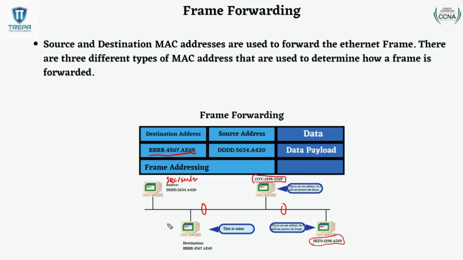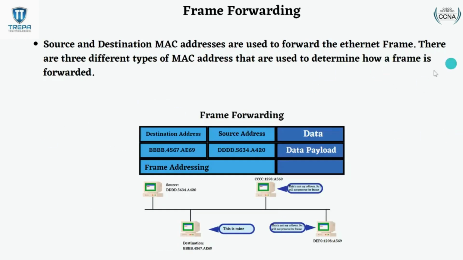And then this one right here, we'll call this computer B, says, hey, this is mine. So this is how you forward frames. It's based off the destination and source MAC address. And when we get into switching, we're going to show you how, when we plug endpoints into a switch, the switch builds that MAC address table for frame forwarding.